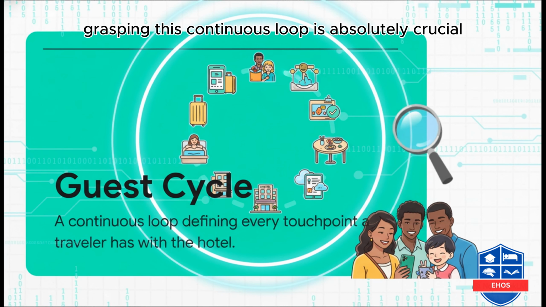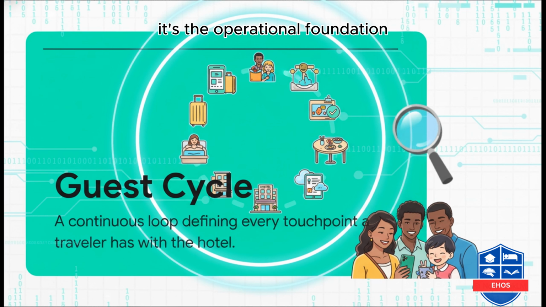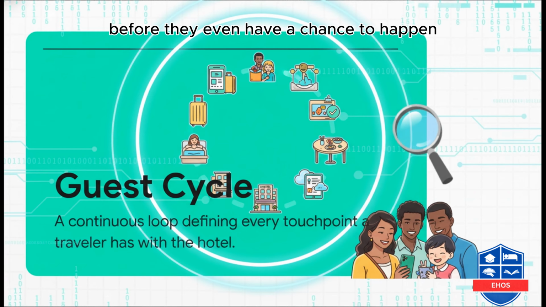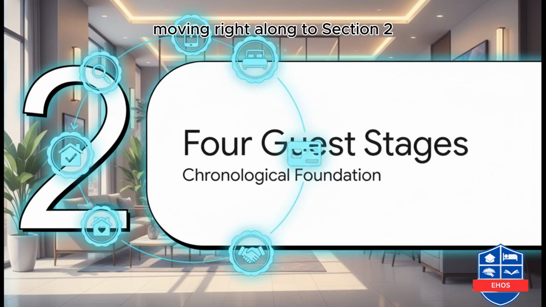Grasping this continuous loop is absolutely crucial. It's the operational foundation that lets us anticipate needs flawlessly and prevent service failures before they even have a chance to happen. Moving right along to Section 2, the 4 guest stages, which forms our chronological foundation.